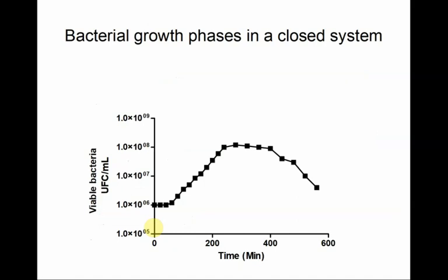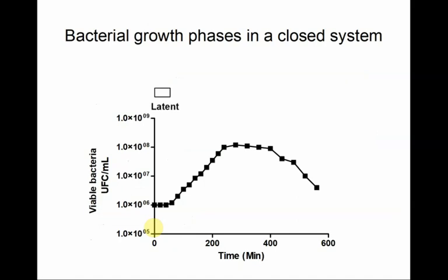Now, if you want to measure bacterial growth in liquid medium, the experiment you perform is to put your bacteria into LB medium, a complex medium, take samples at different time points, measure the number of live viable bacteria as CFU per ml, and then plot the number of live bacteria as a function of time. In very many cases, you'll get a curve like this.